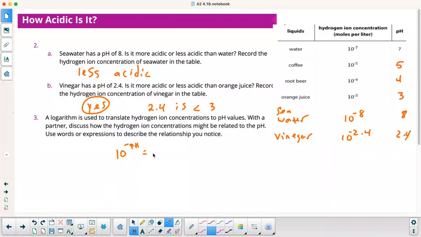Okay, so this equals basically your hydrogen. I'm just going to put H for hydrogen ion concentration. So if I wanted to solve for pH, I'd have to rewrite it in log form.